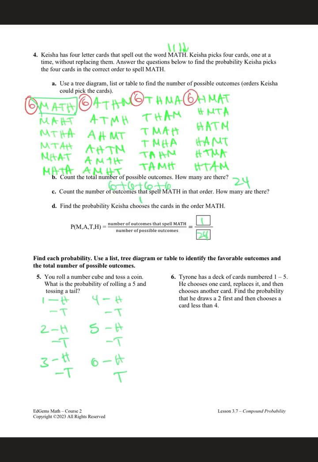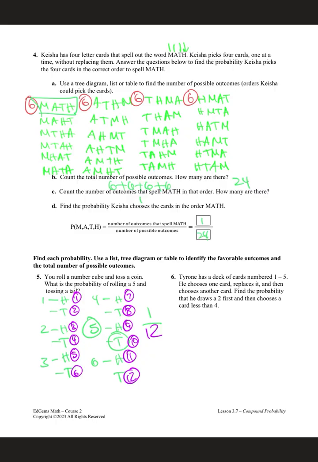So what's the possibility of rolling a 5 and flipping tails? That's 1 out of how many total? Let me choose a different color here and I'll show you. So there's 1, 2, 3, 4, 5, 6, 7, 8, 9, 10, 11, and 12 possibilities. So that is my denominator. Again, the numerator is your number of favorable outcomes and your denominator is the total number of possible outcomes.